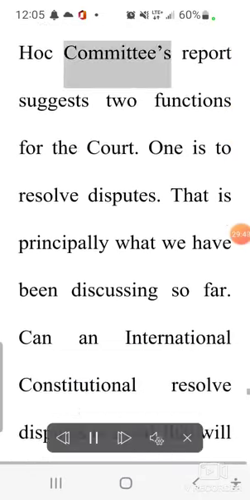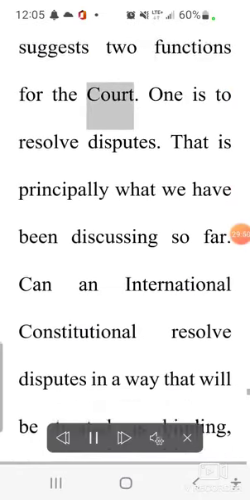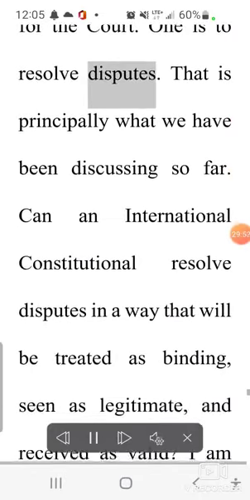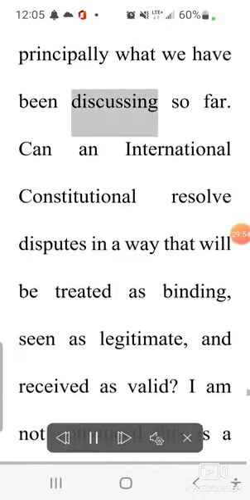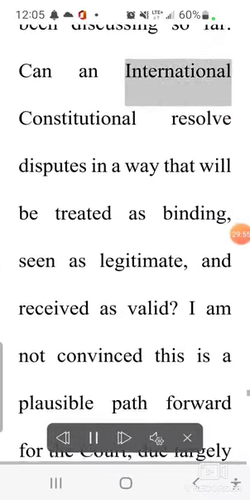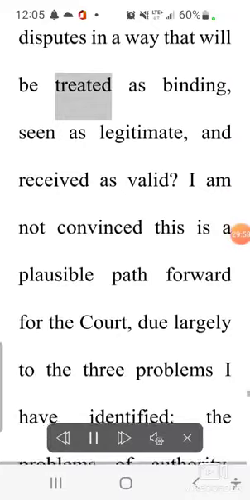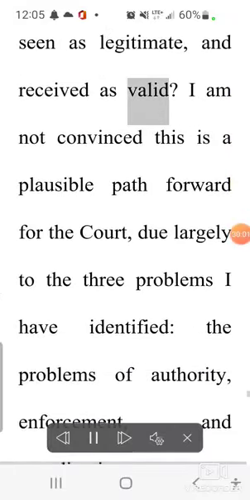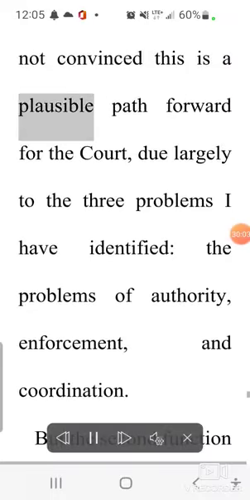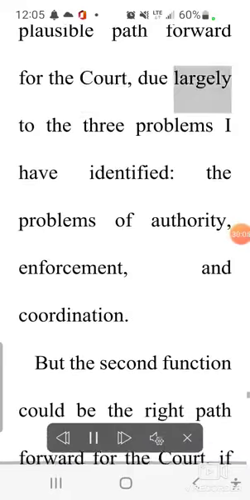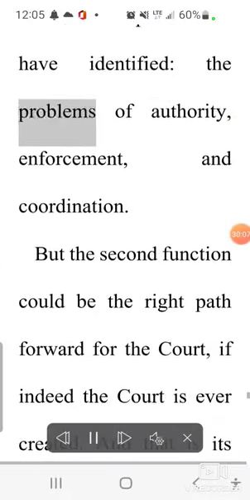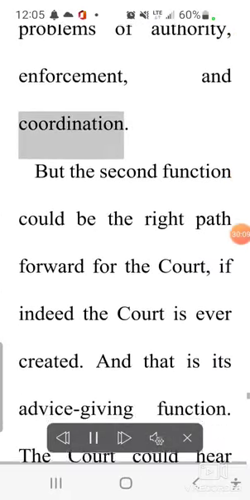Remember that the ad hoc committee's report suggests two functions for the court. One is to resolve disputes. That is principally what we have been discussing so far. Can an international constitutional court resolve disputes in a way that will be treated as binding, seen as legitimate, and received as valid? I am not convinced this is a plausible path forward for the court, due largely to the three problems I have identified, the problems of authority, enforcement, and coordination.